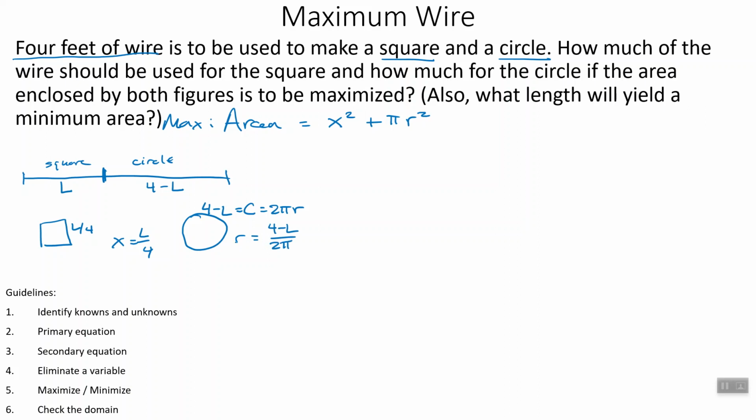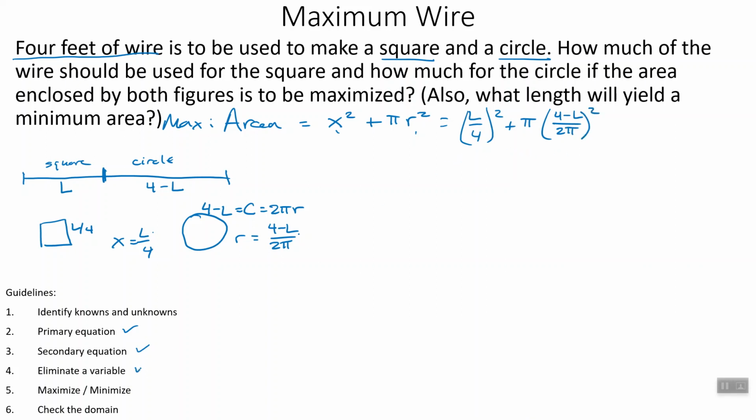So now we've got pi involved. Chances are we're not going to have a nice answer. But now both of these are functions in terms of another variable, L. So we've got our secondary equation. We're going to plug those in. We're going to get our area is L over 4 squared plus pi times 4 minus L over 2 pi, squared.